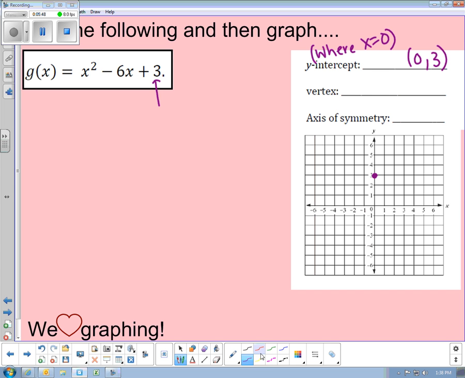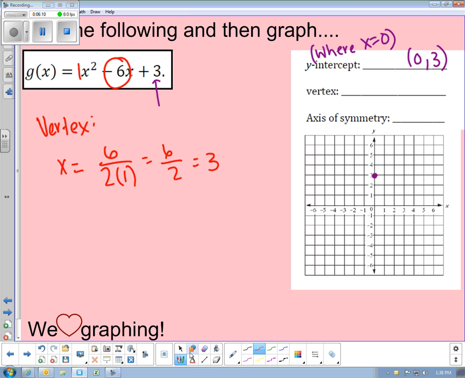To find the vertex, I want to first find the x-coordinate. So this is for the vertex. I have x is equal to the opposite of b. B in this case is negative 6, so the opposite of b would be positive 6, and then over 2 times whatever a is, which in this case is 1. That's 6 over 2, which is 3.